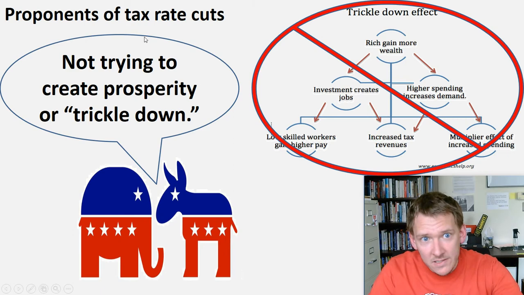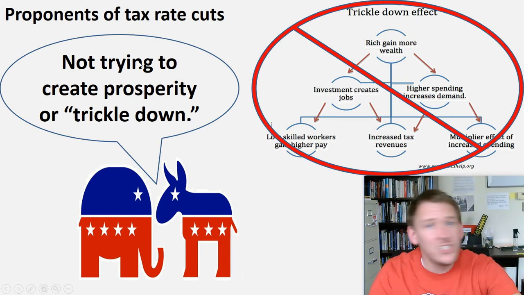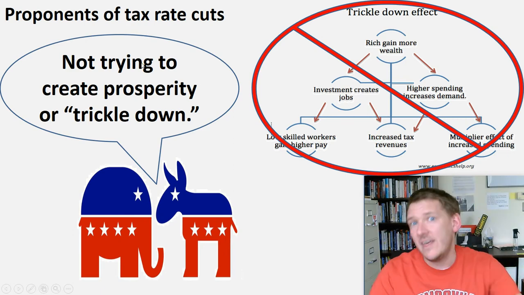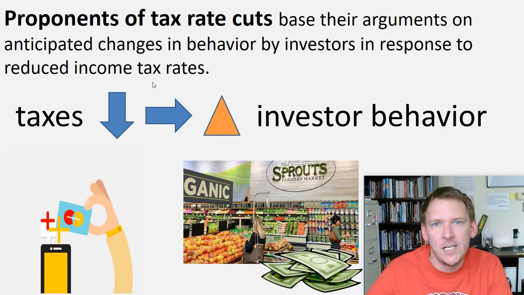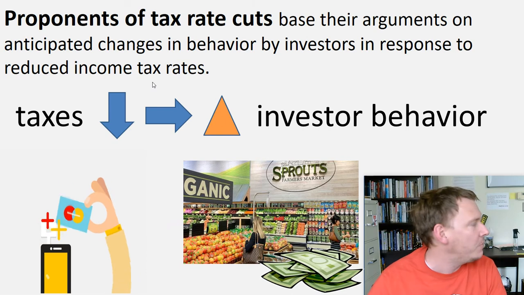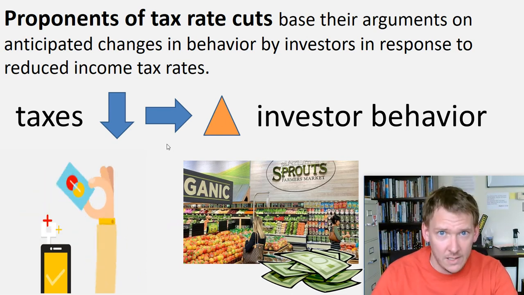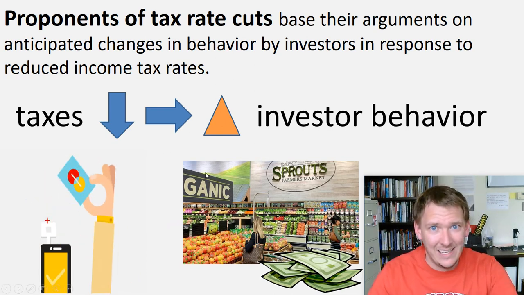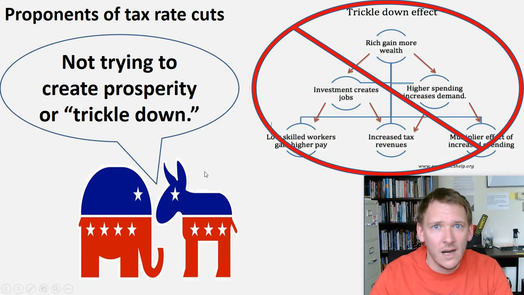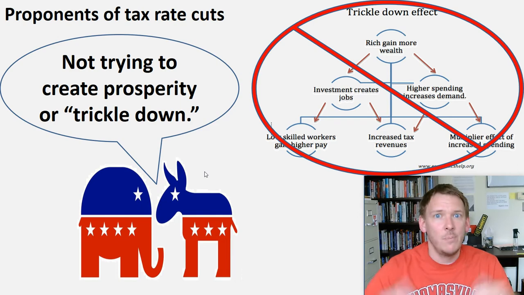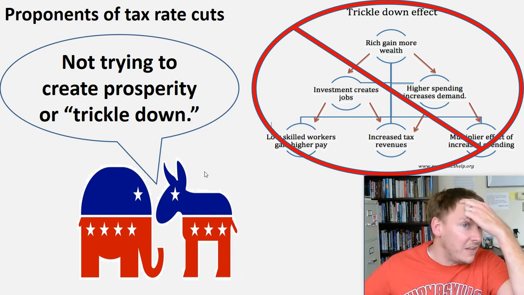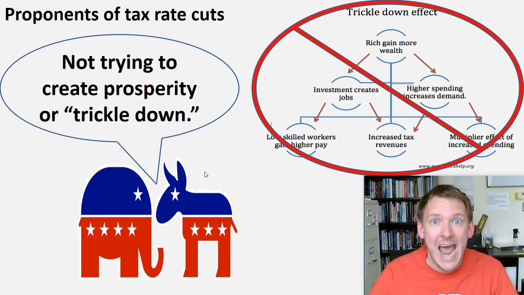The proponents of these tax cuts, like I just said, never said anything about trickle down. They never said anything about prosperity. Once again, all they said was lower taxes is going to change behavior. It likely will increase market output. It will likely lead to more government revenue. But we're not talking about trickle down. And this is the Republicans and the Democrats, the proponents, Woodrow Wilson, the progressives, John F. Kennedy, the people that were for the tax cuts.